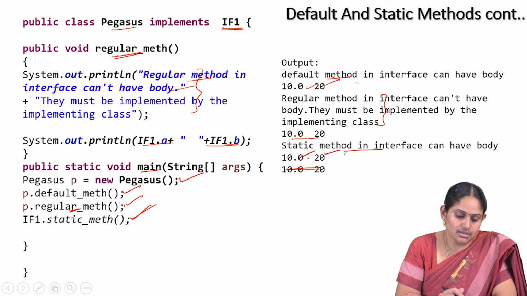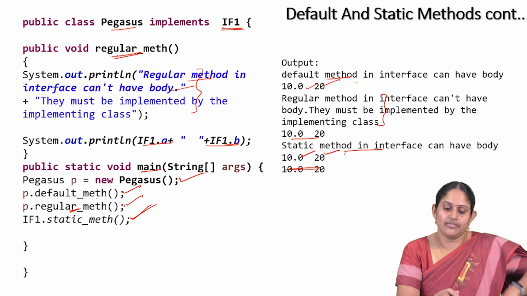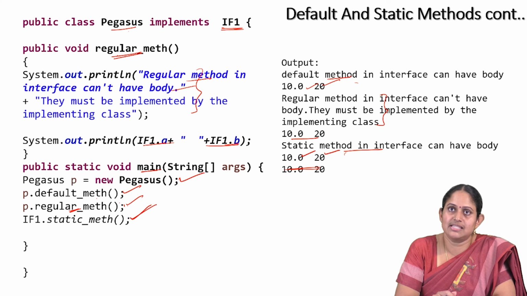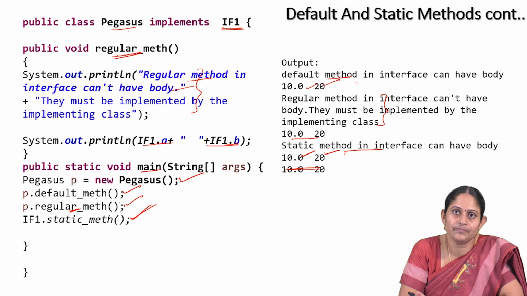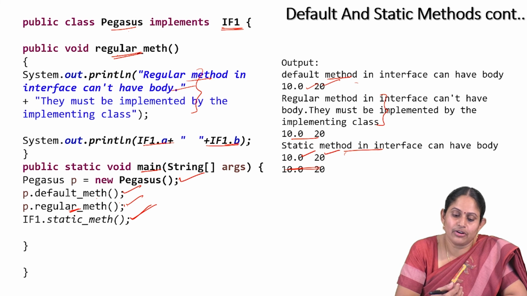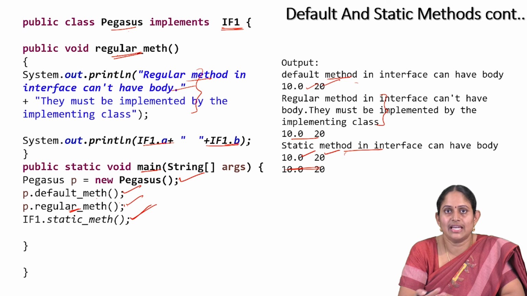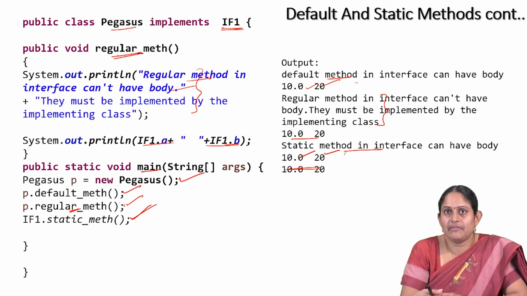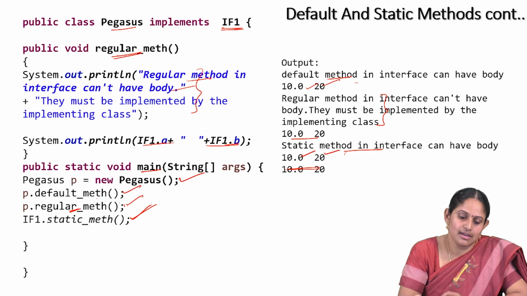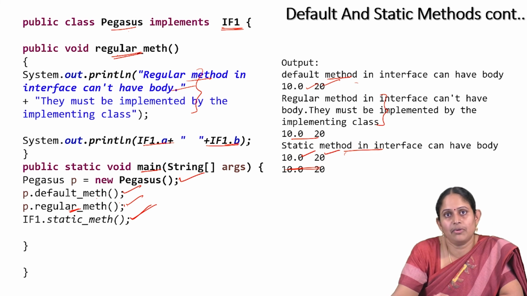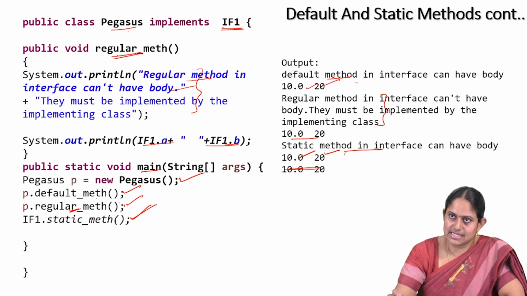Okay, so this is about default and static methods inside an interface. We make use of these default and static methods so that we can provide a body to the methods, and also prevent the breaking of the classes. So that is all about default and static methods.